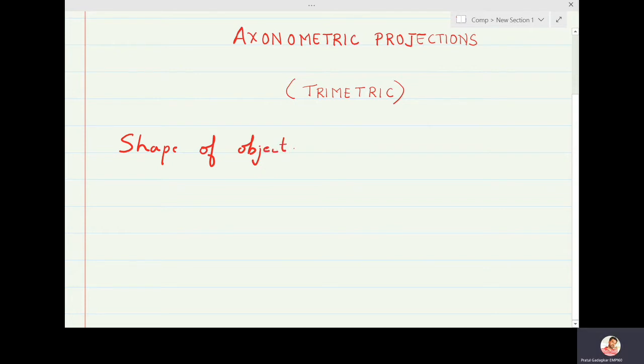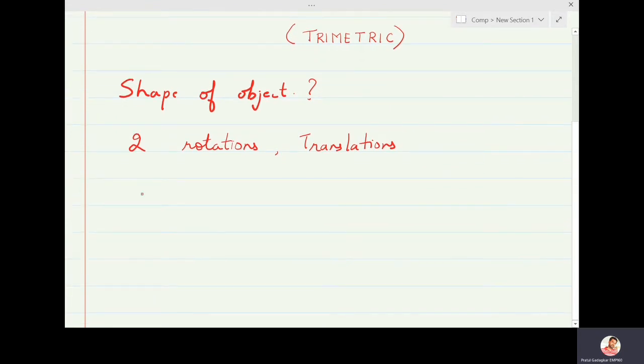So this problem can actually be handled by using axonometric projections. By using two rotations and translations, we will be able to manipulate the object. So let me write translations also. How are you going to manipulate the object such that we will be able to see at least three faces? So at least three faces will be visible for an object if the object is a cube.